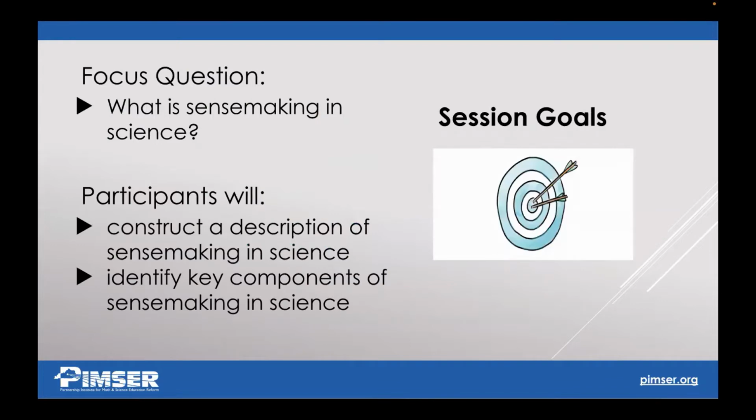In video 1, we will explore the idea of using a sense-making frame in science. By the end of the video, you will have constructed a description of sense-making in science and will be able to identify the key components of sense-making. If you're working in a PLC, you'll have an opportunity to develop a consensus description of sense-making. Consider how to draw on the expertise within your PLC for each component and determine some possible next steps for continuing to deepen your understanding and use of them.